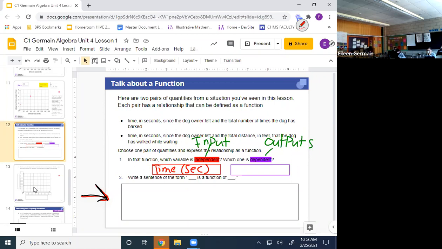So then what were our outputs here? What was one of them if you chose the first one? John, what did you say your output was?